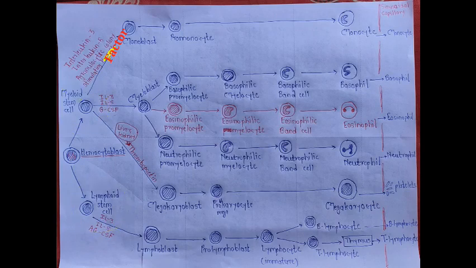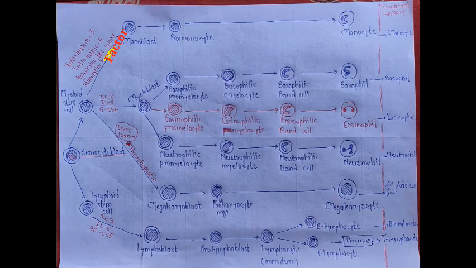Myeloid stem cell gives rise to RBCs, WBCs and platelets, while lymphoid stem cell gives rise to other kinds of WBCs. Let's start with the myeloid stem cell. Myeloid stem cell gives rise to three different kinds of cell: monoblast, myeloblast and megakaryoblast. This is determined by various hormones.